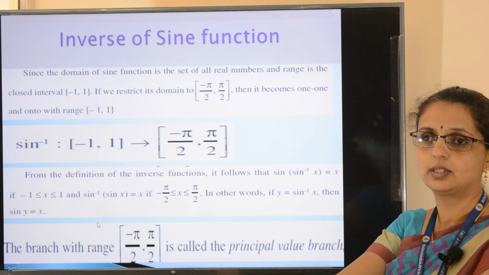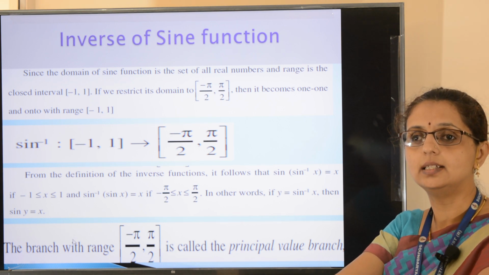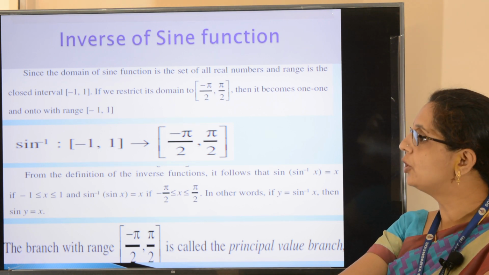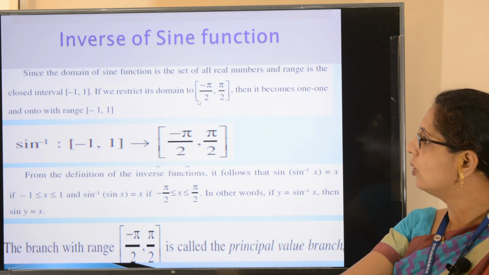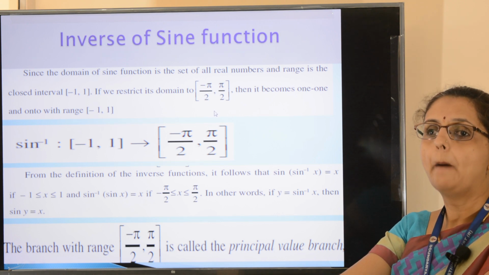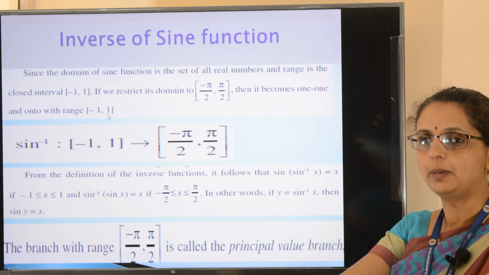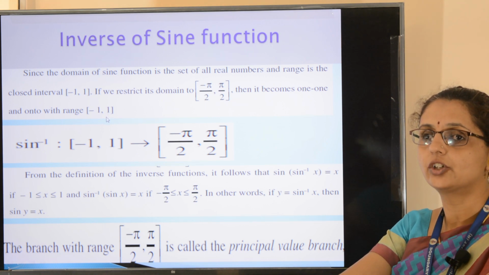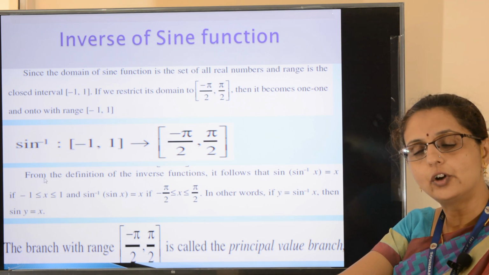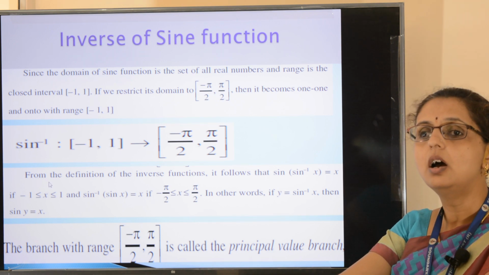I'll just repeat once again. Inverse of the sine function exists only when sine is one-one and onto. How to make it one-one and onto? I'm going to restrict its domain to only what? Closed interval -π/2 to +π/2, and range to what? -1 to +1. Define inverse of sine function means how are we going to define? Inverse of sine function is defined as sine inverse from closed interval -1 to +1 to the closed interval -π/2 to +π/2.